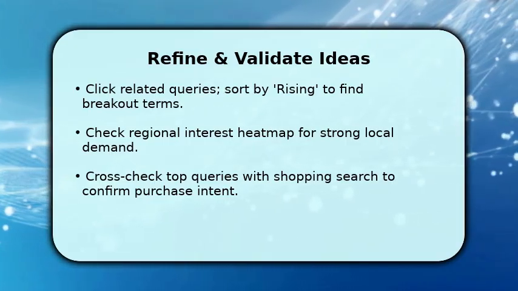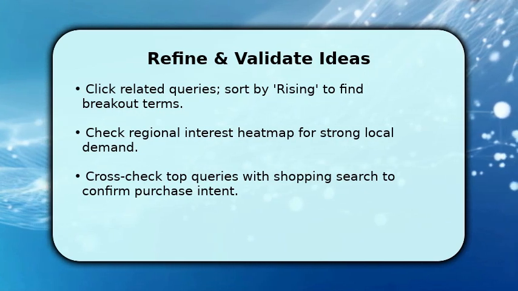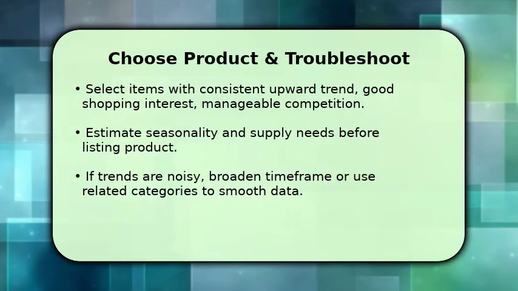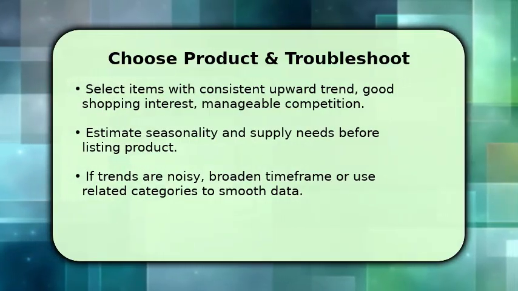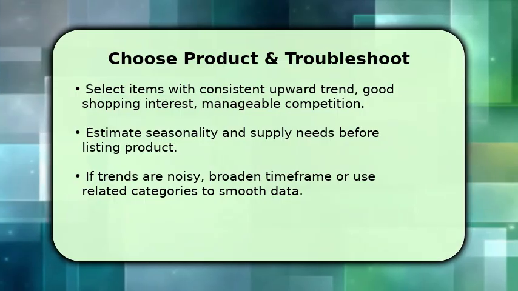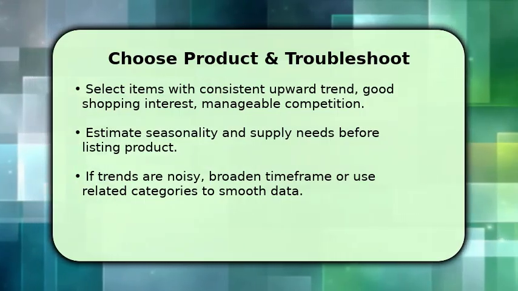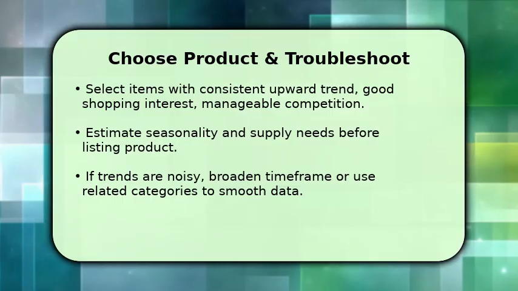Finally, choose products that show a consistent upward trend, solid shopping interest, and manageable competition. You want momentum, not a one-day spike. Estimate seasonality and supplier lead times so inventory matches demand, then create a simple test listing to validate conversions.